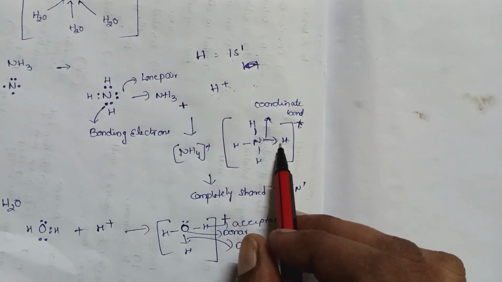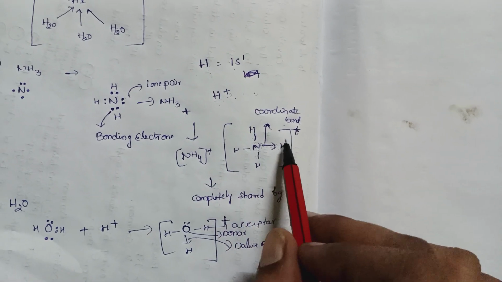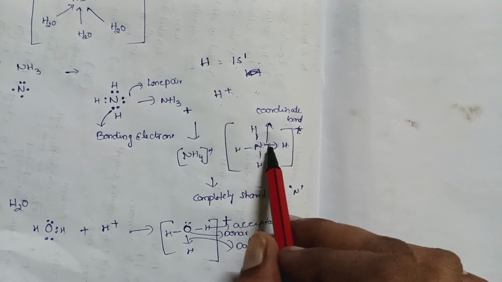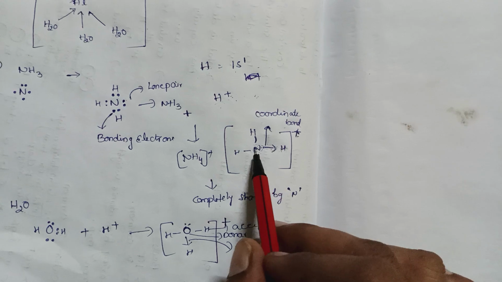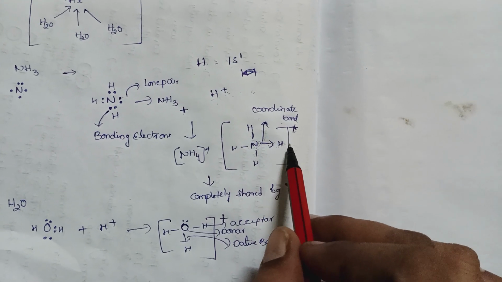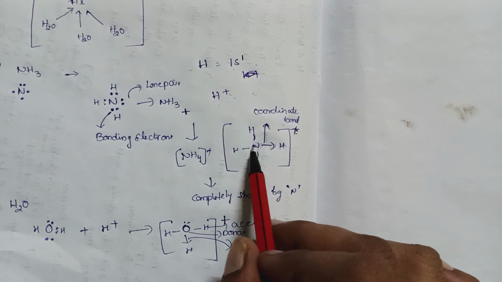It forms a dative bond. It is the NH4 plus ion. Here a pair of electrons is completely donated from nitrogen. Here hydrogen H plus has no electrons. This is a dative bond or coordinate bond.